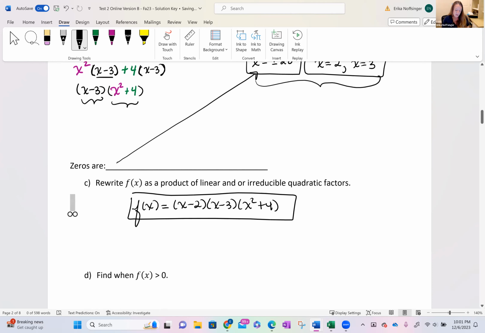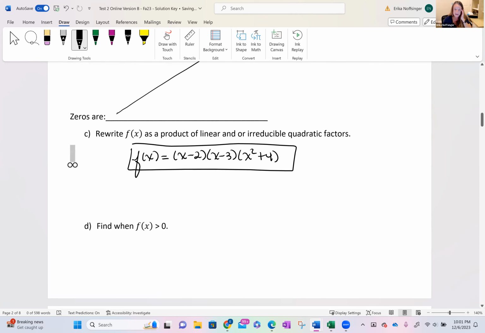The last piece, we want to find when f of x is greater than 0. This is a non-linear inequality, and so we wanted to find our critical values, which we did, the values where it's crossing the x-axis, which was at 2 and at 3. And now we want to test our values into our function to see if it's falling above or below the x-axis on each side of our x-intercepts, 2 and 3.